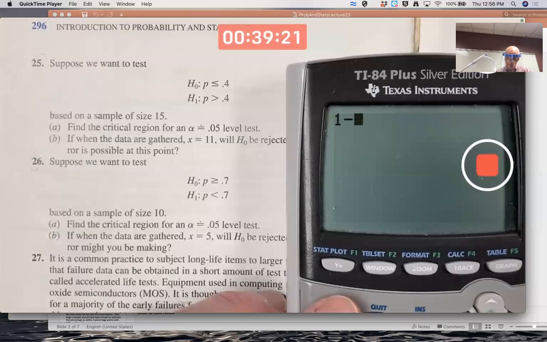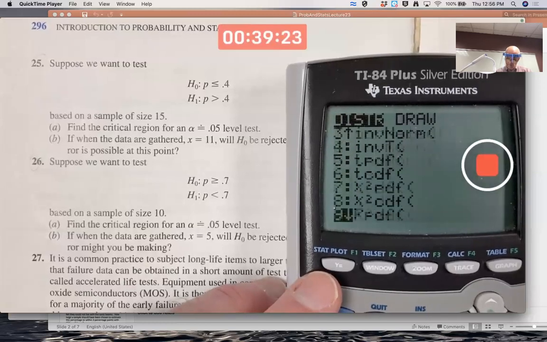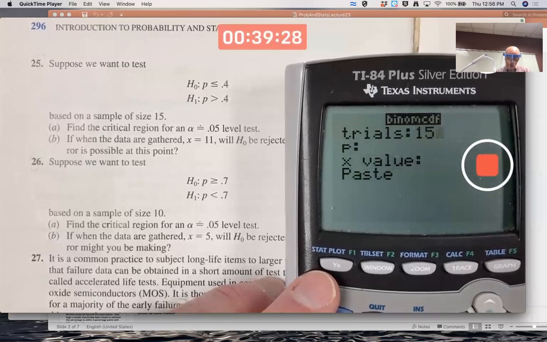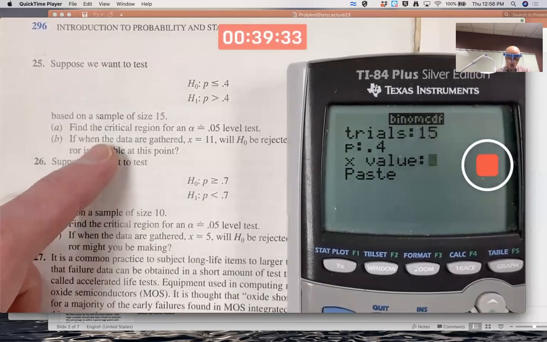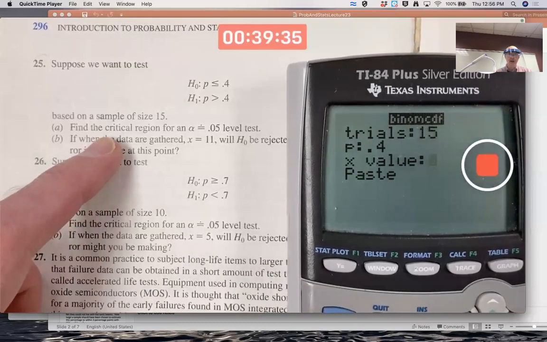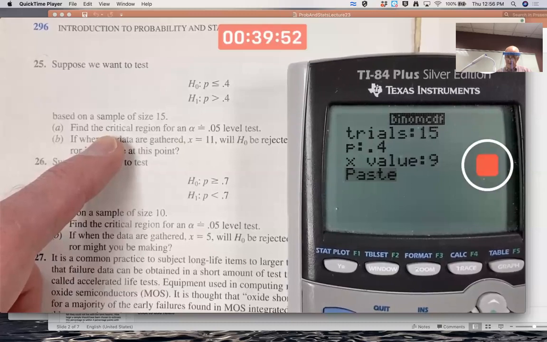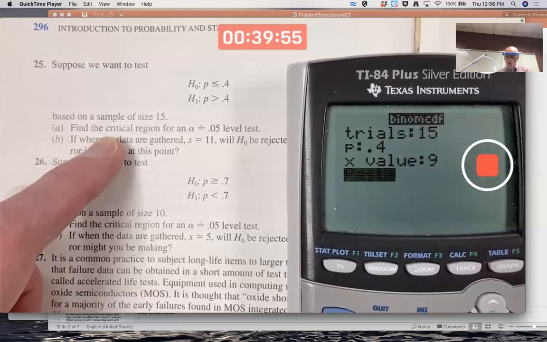using binomial distribution, binomial CDF. N is 15. We assume P is 0.4. And what did you say the answer was in the back of the book for part A? For the critical region, greater than or equal to 10. So if I put 9 here, and I'm computing 1 minus the probability that X is less than or equal to 9, that's the same as the probability that X is greater than or equal to 10. This probably should be in the rough ballpark of 0.05.